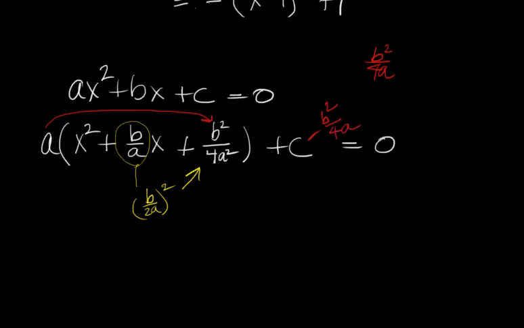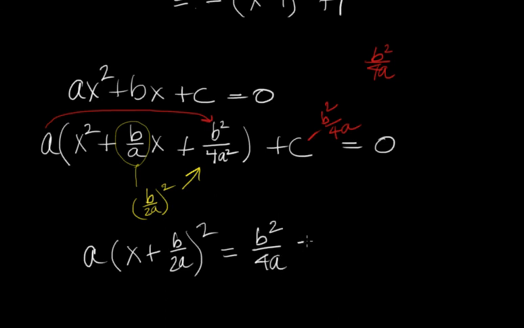So now that completed the square, and since we're solving an equation, I guess I'll move these to the right-hand side. So I have a times x plus this, half the coefficient of x, b over 2a squared, equals, and let's move this stuff over. So if I add b squared minus 4ac to both sides, over 4a, and minus c.